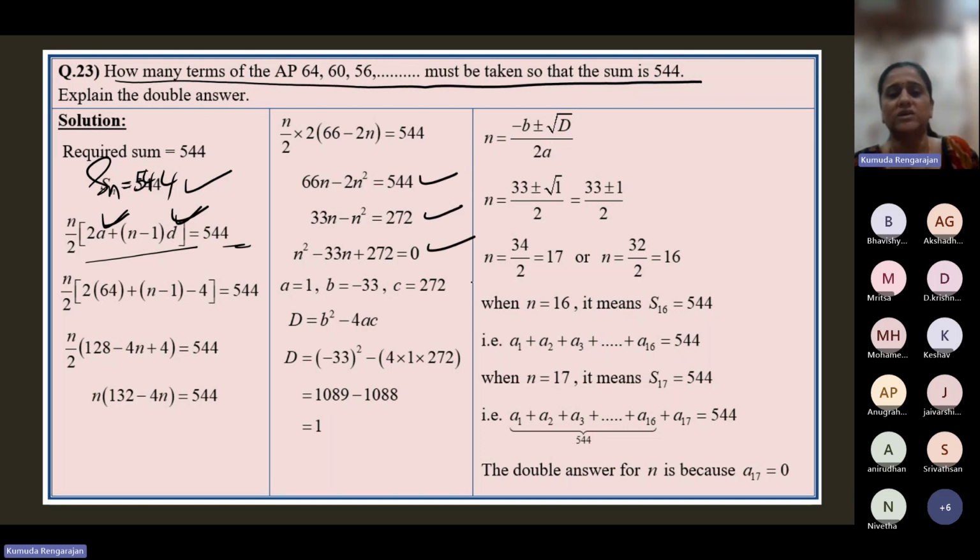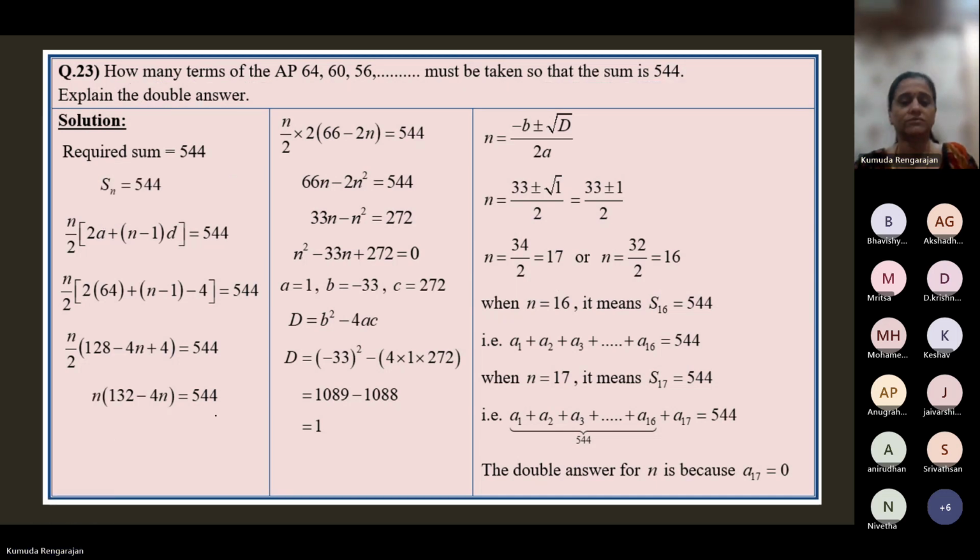Okay, solve the quadratic equation and find the values of n. Here it so happens that both the values of n are acceptable. 16, 17, both possible. So we'll have to explain that double answer. So that explanation I'll tell you. First complete the answer till here, children. Start working. Double answer we'll understand. Complete the answer till here.